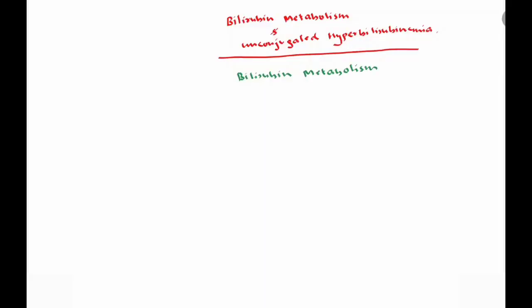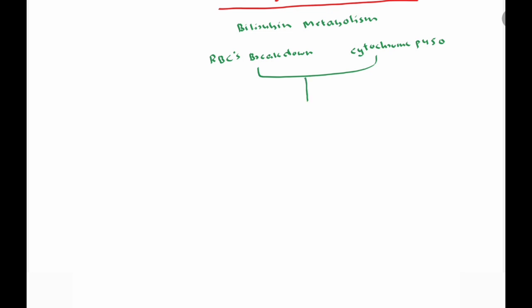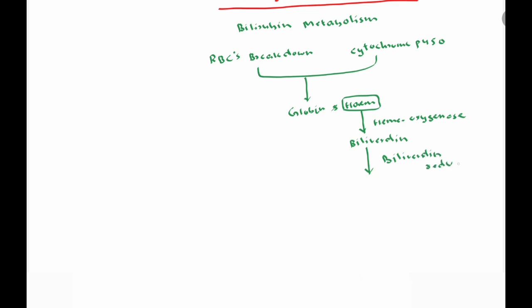Today's topic is bilirubin metabolism and unconjugated hyperbilirubinemia. Coming to bilirubin metabolism first. RBC breakdown and cytochrome P450, their breakdown leads to formation of globin and heme. This heme is acted upon by heme oxygenase and is converted to biliverdin. Another enzyme, biliverdin reductase, acts upon biliverdin and is converted to unconjugated bilirubin.